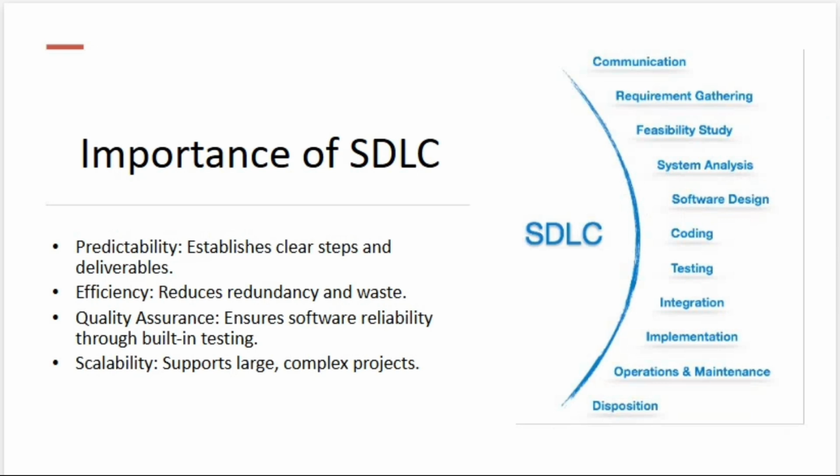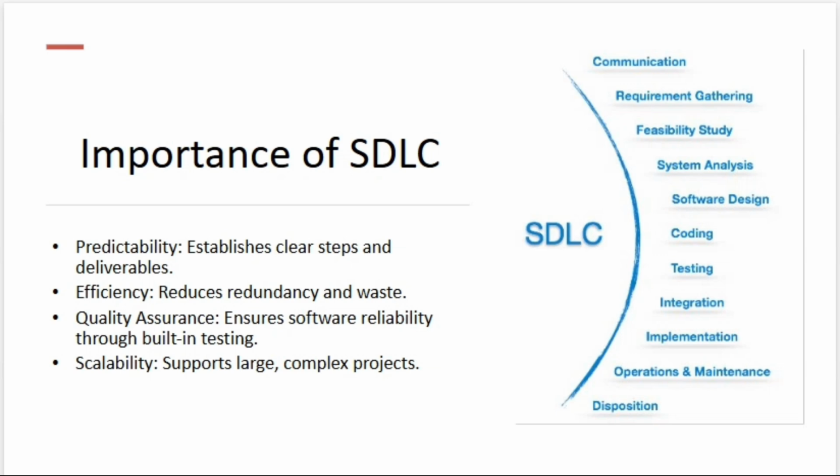Now, what is the importance of SDLC? First thing is predictability. Through that we can ensure clear steps for software delivery and better high quality deliverables. Today a software patch has been deployed, so when the next patch will come, after how many days or weeks, we can predict that. Second thing is efficiency. Third thing is quality assurance, or QA.